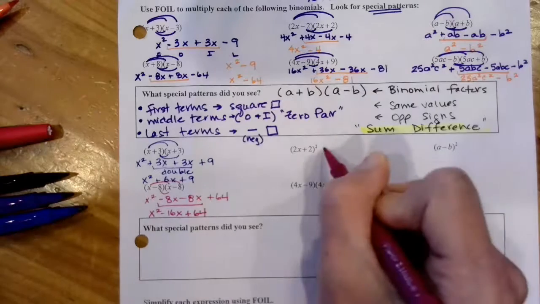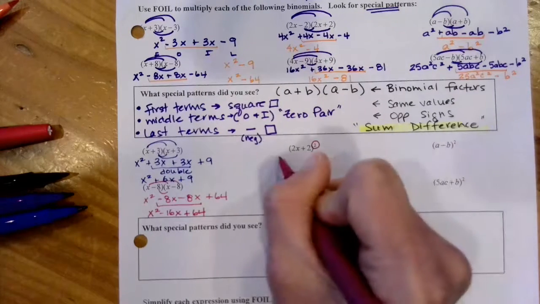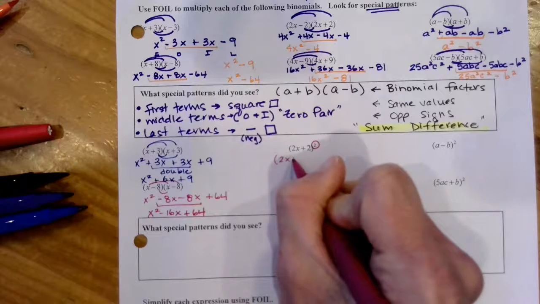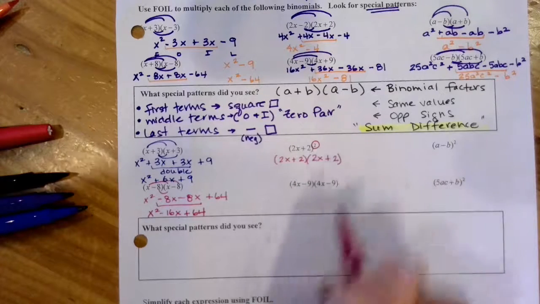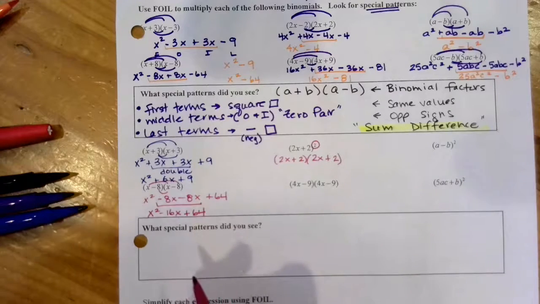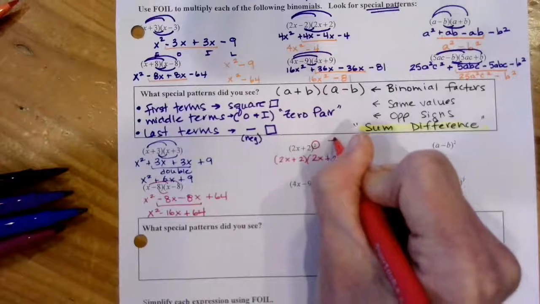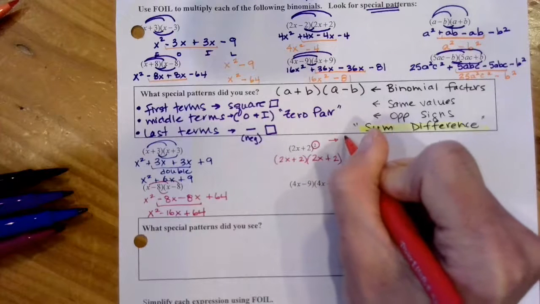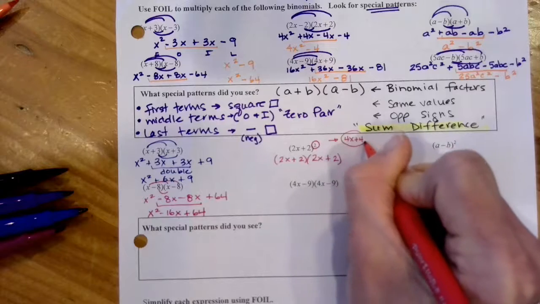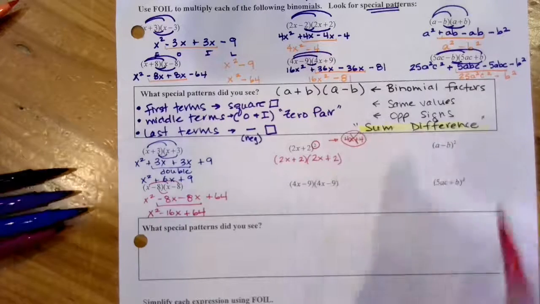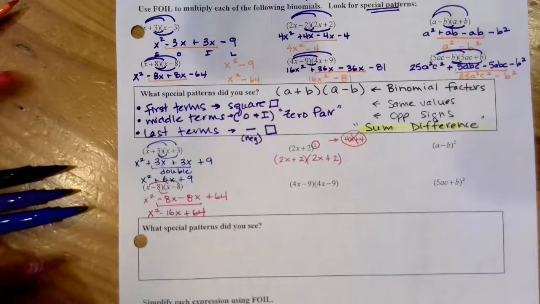If you see this exponent up here, you want to make sure that that's rewritten as 2x plus 2 times 2x plus 2. The biggest mistake that people will make is they'll go ahead and think that that's 4x plus 4. And I got to tell you right now, that is the wrong answer. Because look at what happens when we take the time to FOIL.